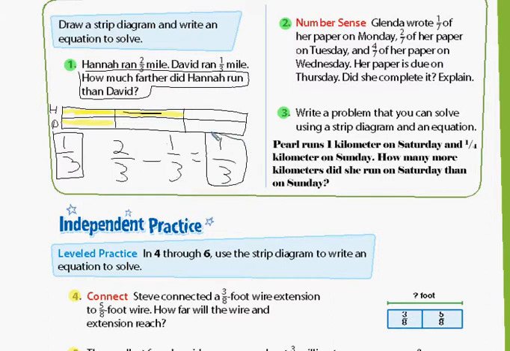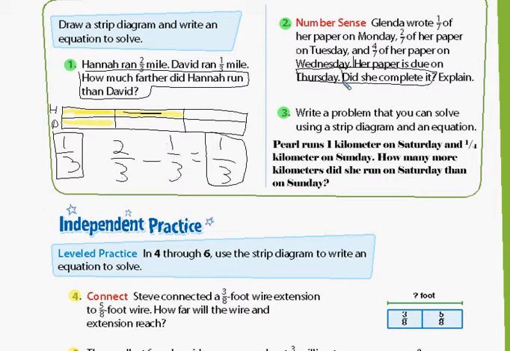Problem number two. Glinda wrote 1/7 of her paper on Monday, 2/7 of her paper on Tuesday, and 4/7 of her paper on Wednesday. Her paper is due on Thursday. Did she complete it? And explain. Actually it's just that part right there. Did she complete it? We'll go ahead and figure this out.